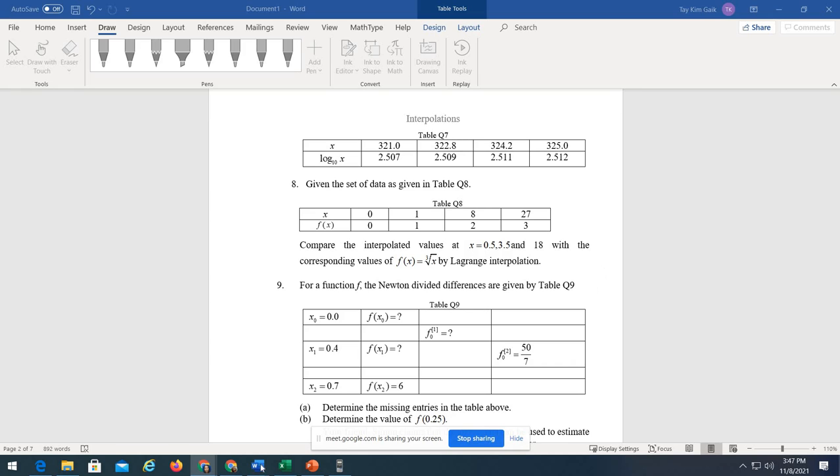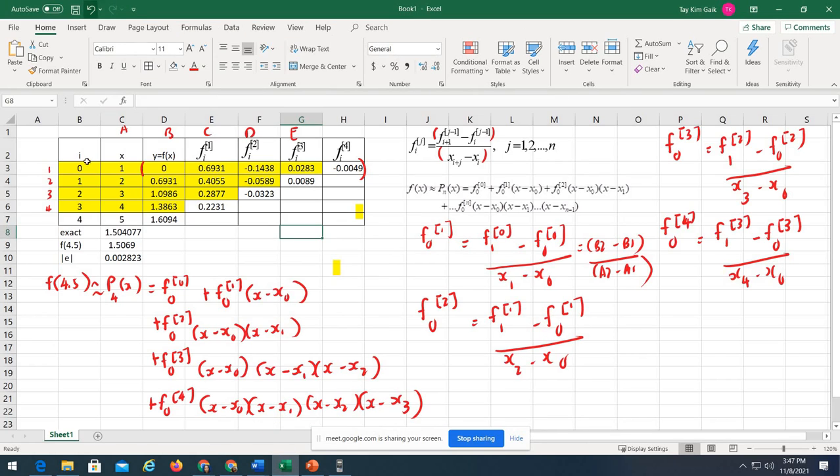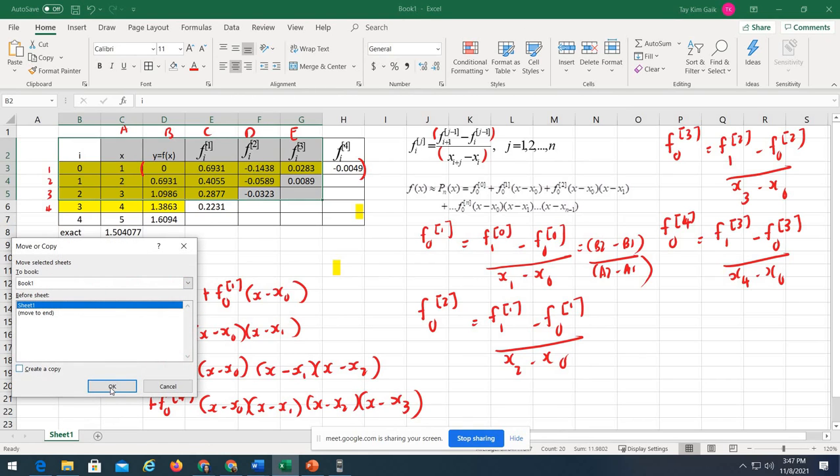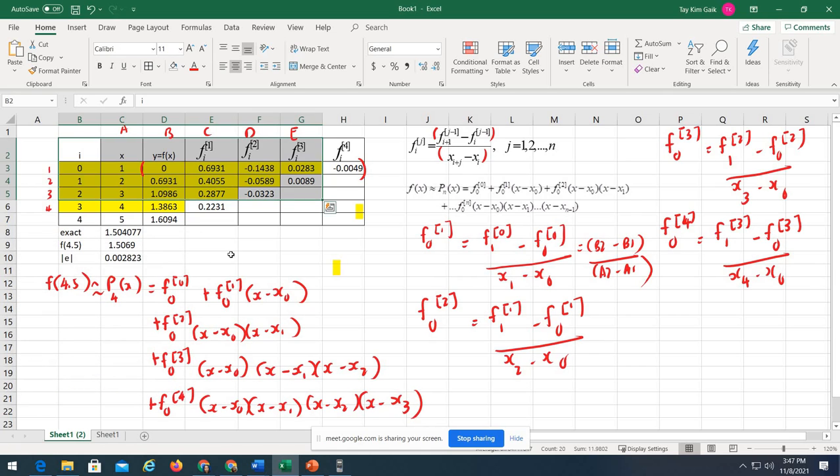Have you copied down? Actually, I can just create a copy. I want to see.